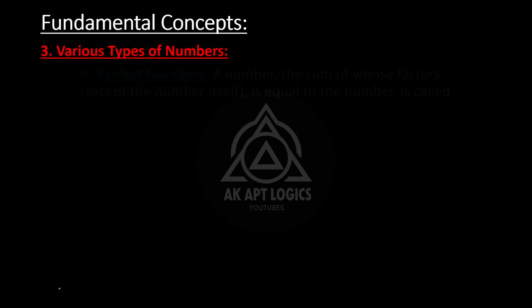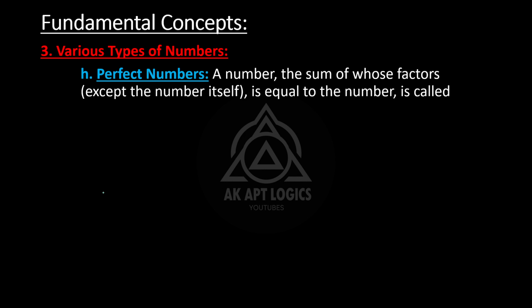Next we are going to discuss a perfect number. A number, the sum of whose factors except the number itself is equal to the number, is called a perfect number. Examples: 6, 28, 496, etc.